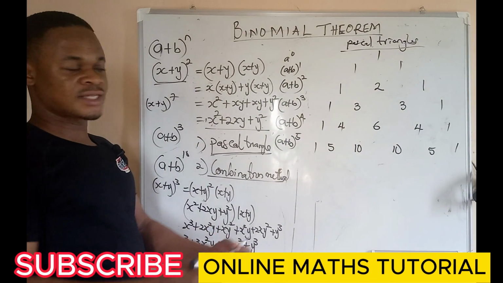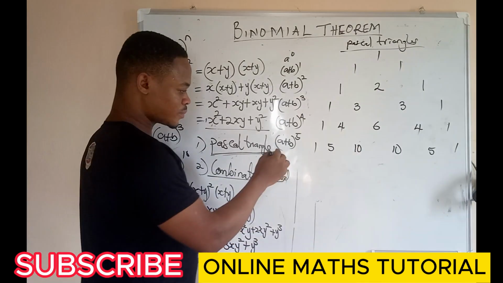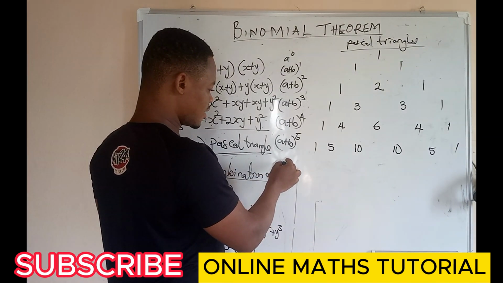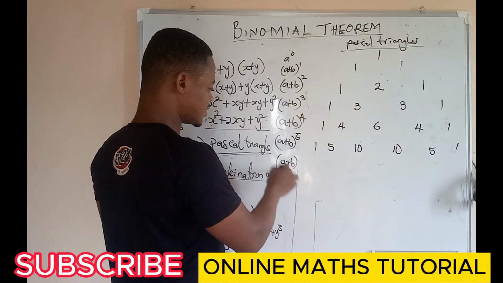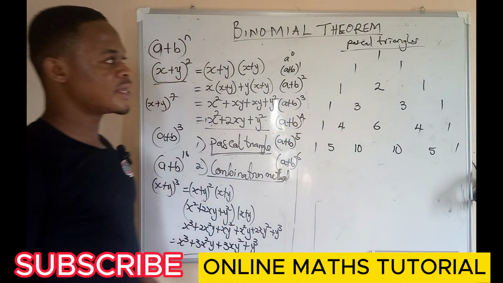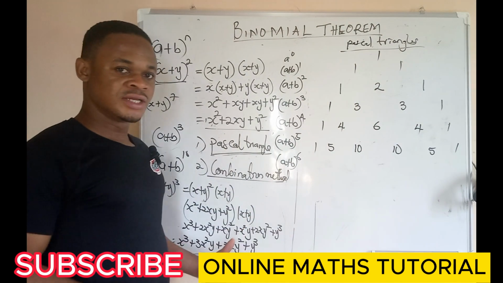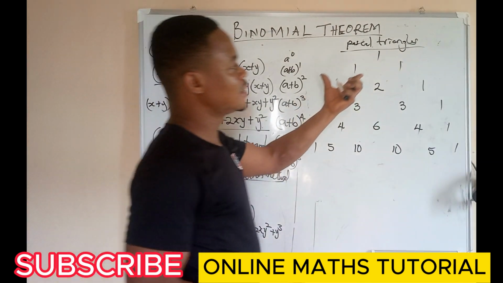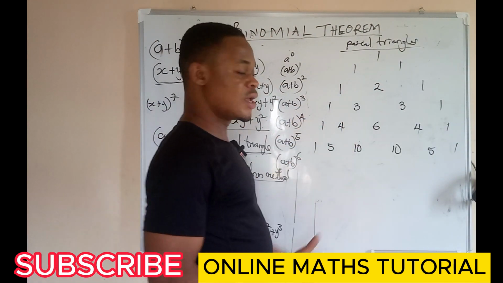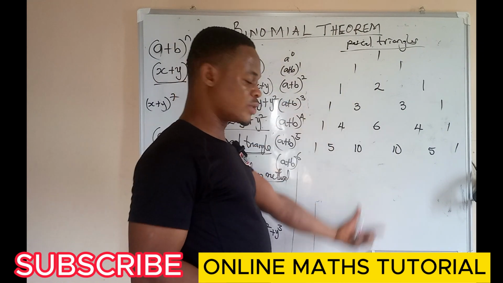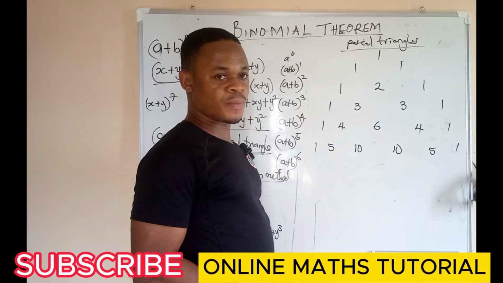So if you want to get that of a plus b raised to power 6, you are still going to apply the same format. So this is a typical Pascal triangle and so on. You can do this till you get to whatever you want to stop.